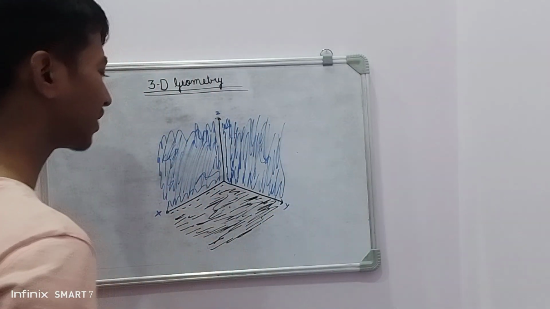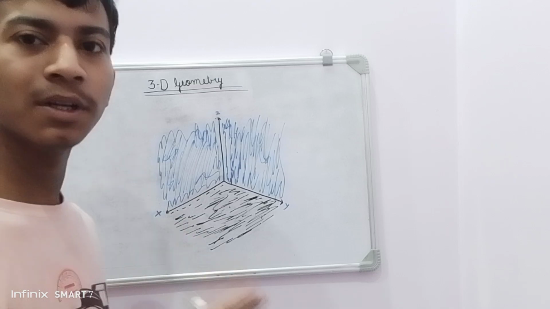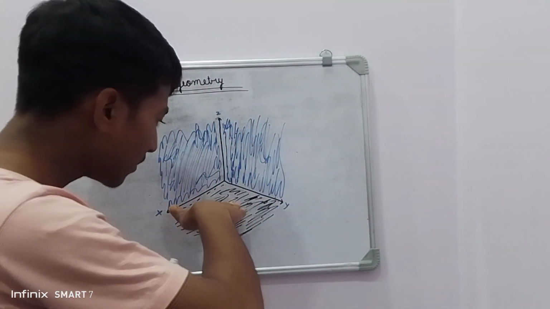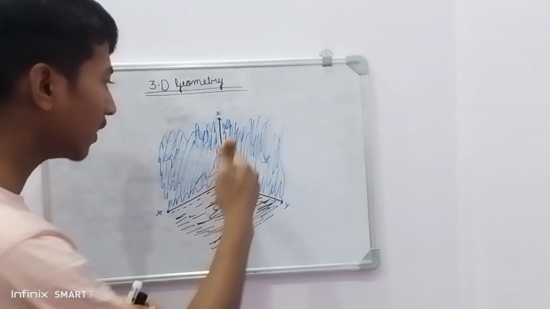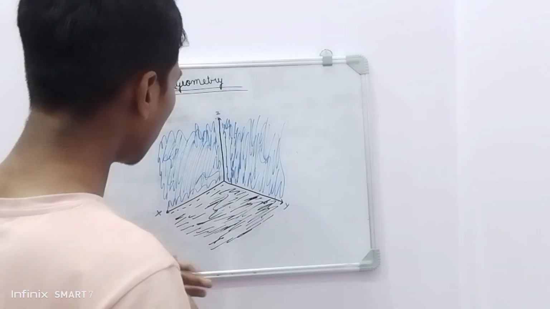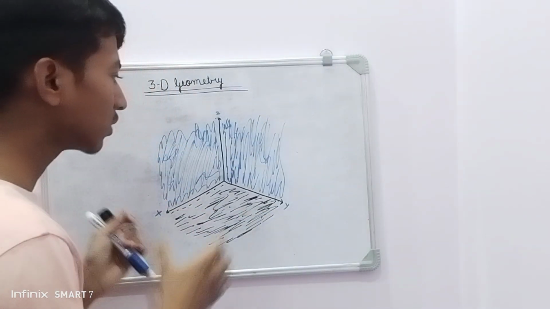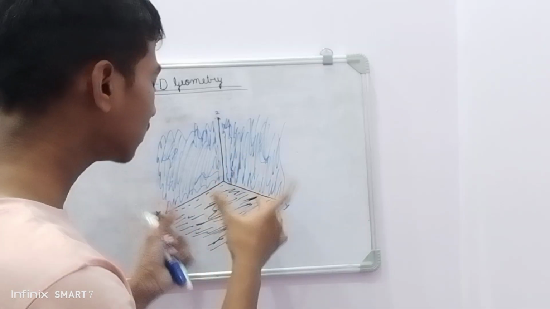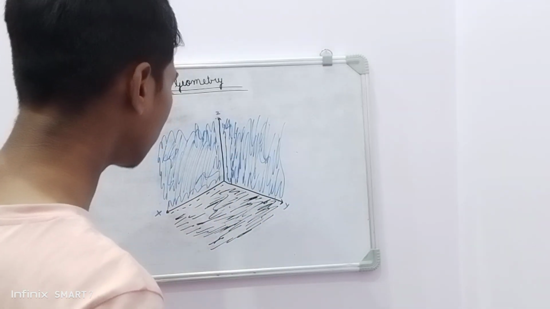So what is the meaning of 3D geometry? You can understand 3D geometry when you watch the corner of the room you are sitting in. Here we have the surface of the room, and another wall, and this is the other wall. So there are two walls in the corner and one surface. This is how you can understand 3D geometry.